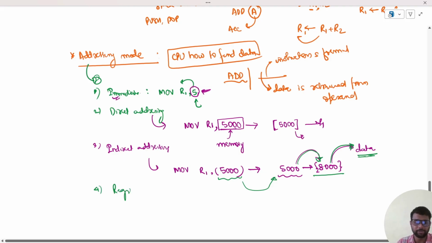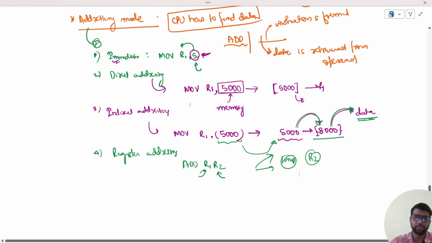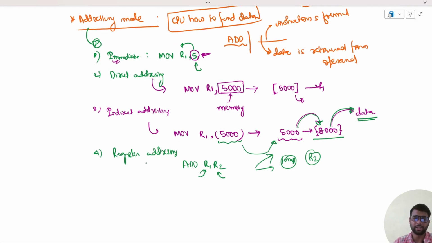Four is the register addressing. Suppose add R1, R2. See, the data itself is placed in the register. We have many general purpose registers within the CPU, so data is stored in the register only. During the execution of some program, you may want to temporarily store some data or a result in some register. So you use a general purpose register to store the data, and you can also use the data stored in that register. You do that by direct register addressing.